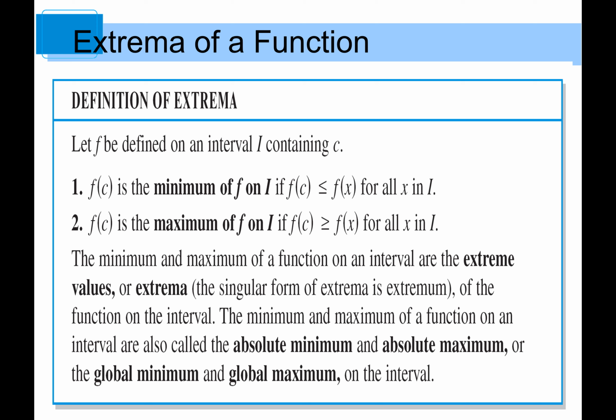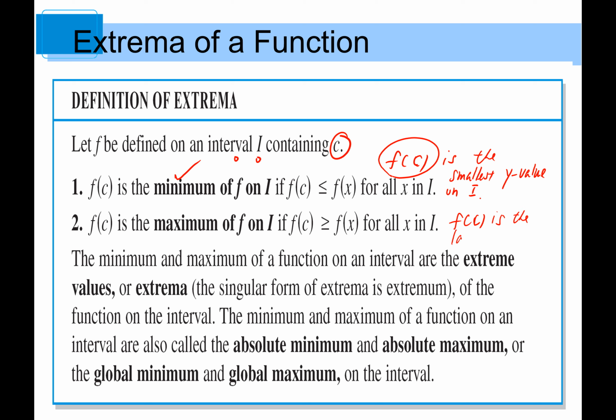Let f be defined on the interval I containing c. If f of c is the minimum of f on I, meaning f of c is the smallest y value on interval I, then f of c is the minimum. If f of c is the largest y value on I, then it's a maximum. f of c is a maximum.